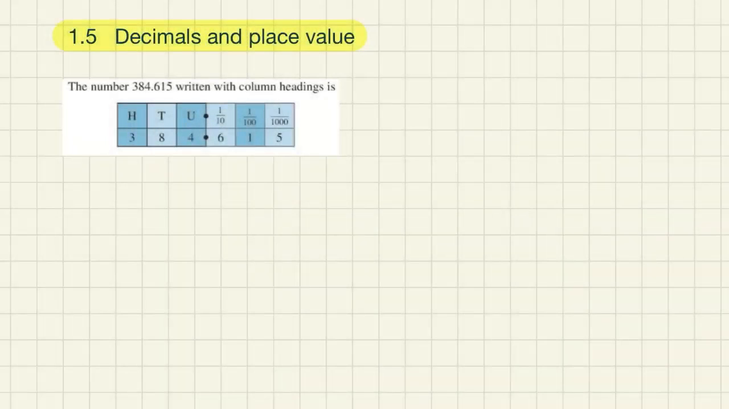All right, decimals and place value. Here we have a small picture which explains how place value works. We have different letters here for this number, 384.615. We start with hundreds. We have 3. In English, it's pretty self-explanatory for the most part. So 300. 3 is the hundreds, right? So this is our hundreds.